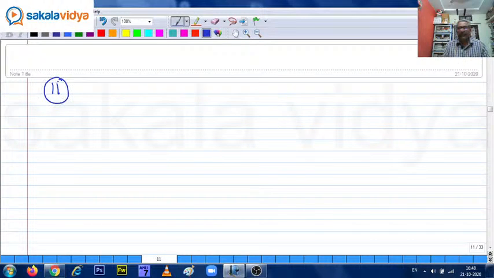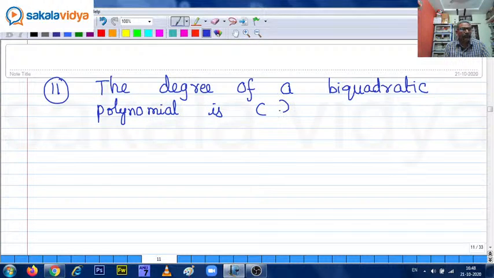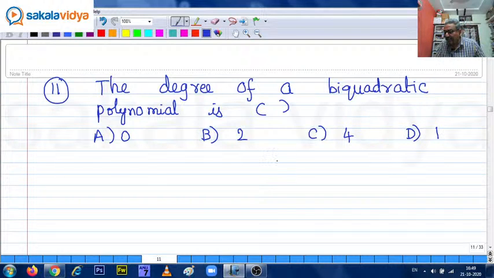So now let us move to the 11th question. The degree of a biquadratic polynomial is: first option 0, second option 2, third option 4, fourth option, that is D, 1. Degree of a biquadratic polynomial.